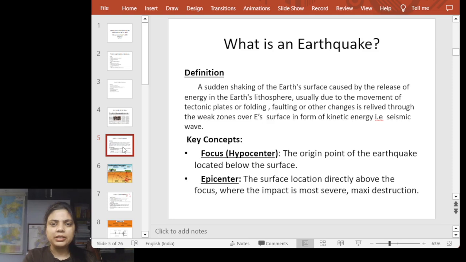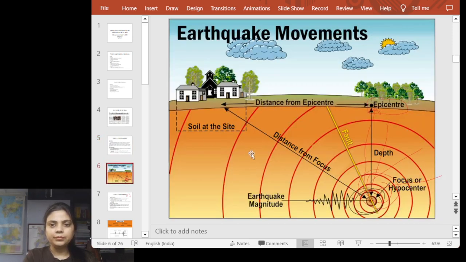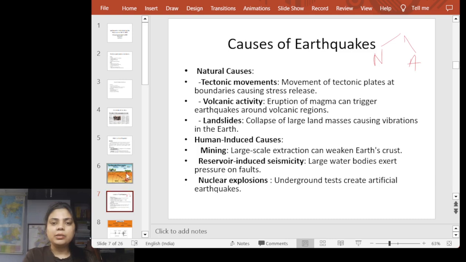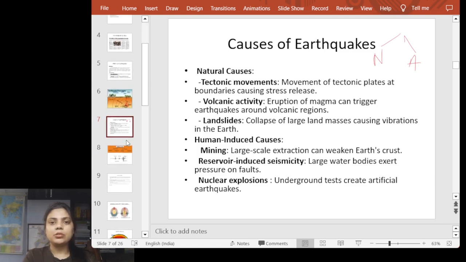The two concepts here are the focus or hypocenter and the epicenter. The question has been asked directly in PCS and UPSC prelims examinations. What is the hypocenter, or what is the epicenter? The origin point of an earthquake below the earth's surface is the focus, and the surface location directly above the focus is termed the epicenter. This is the picture through which you can see the focus below the surface and the epicenter directly above the focus region.